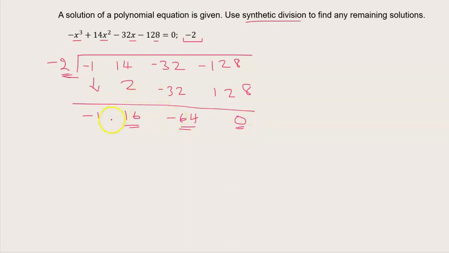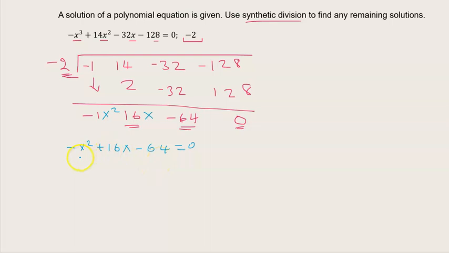Now what we end up with are the coefficients of a quadratic equation. So this -1 now becomes the coefficient of x squared, and 16 becomes the coefficient of x. So this quadratic equation is -x squared plus 16x minus 64 equal to 0. We need to solve this in order to find the remaining two solutions.